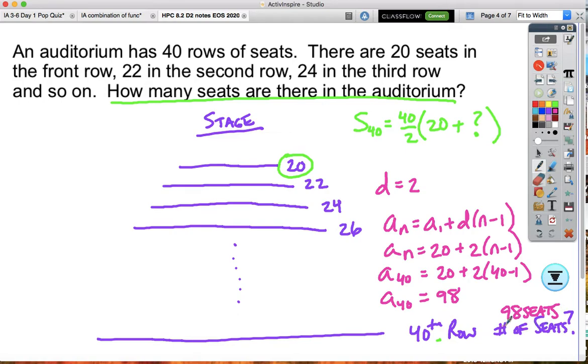Okay, but just remember, that's not the answer to the question. That's just how many seats there are in the 40th row. I'm supposed to figure out how many seats there are in the entire auditorium. So what we just figured out was the ending term. We now know that the ending term is a 98. So now I can find that sum, type all of this into my calculator, and I'm going to get 2,360. So that's how many seats there are in the entire auditorium.